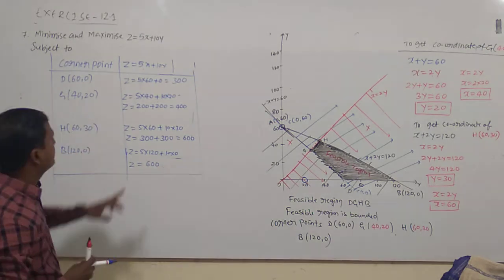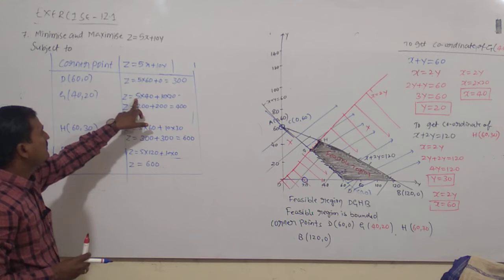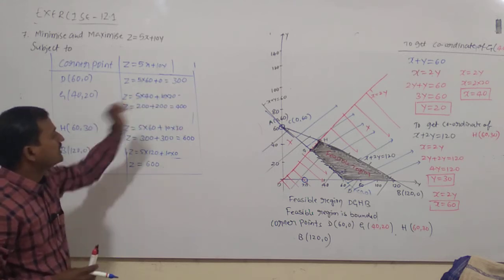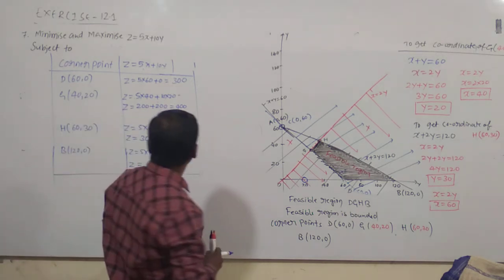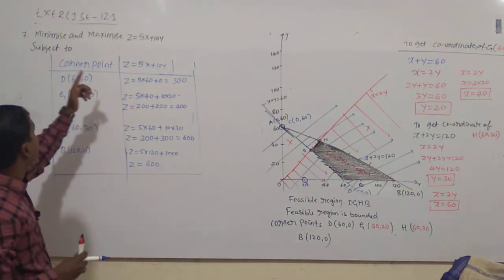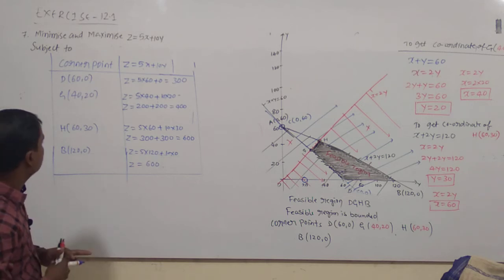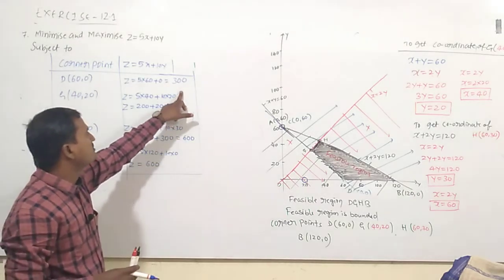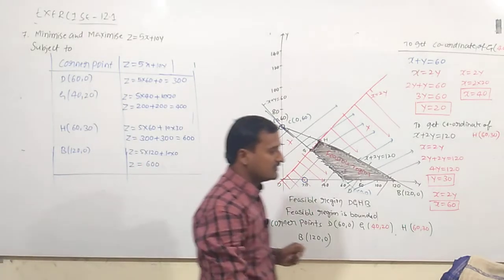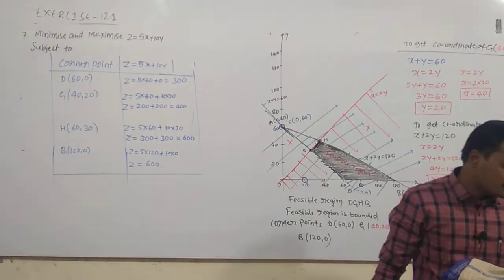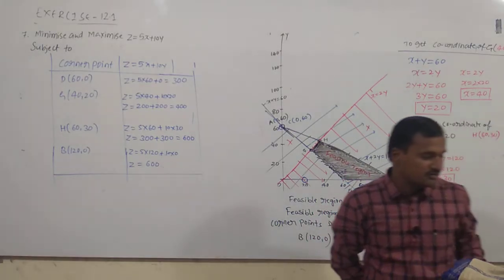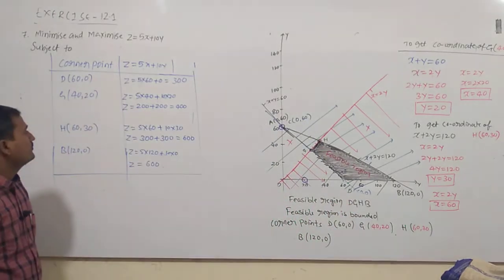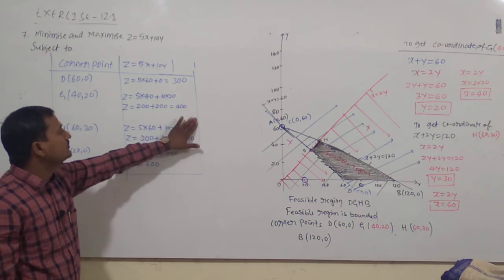So clearly, see here, we get 300, 400, 600. So the maximum value and the minimum. What is the maximum? 600, minimum is 300. So here what they asked you to find: show that the minimum of z occurs at more than 2 points. So here we got 300, 400.